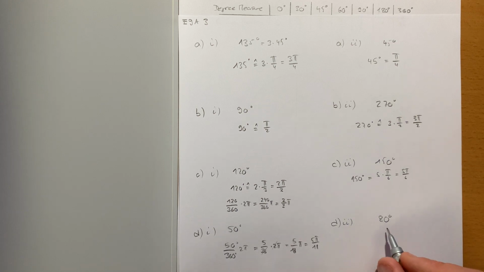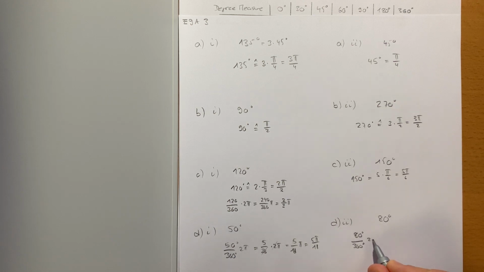You do the same thing here. It's a little tiny bit easier. 80 360ths of 2 pi. Then it's 8 over 36 times 2 pi. It's 8 over 18 times pi. Here, you simplify these two. And then it's 4/9 pi, or 4 pi 9ths.